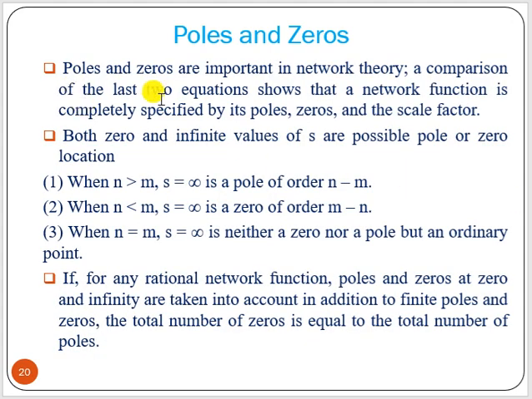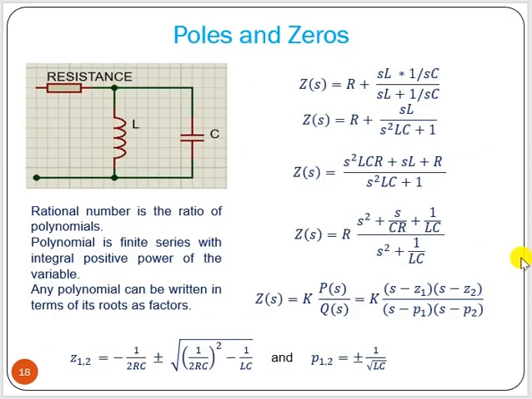Now poles and zeros are important in network theory, in control theory, in signals and systems, everywhere. A comparison of the last two equations shows that a network function is completely specified by its poles, zeros and the scale factor. So here you can see that the network function can be explained by the zeros, the poles, and this K is the scale factor.